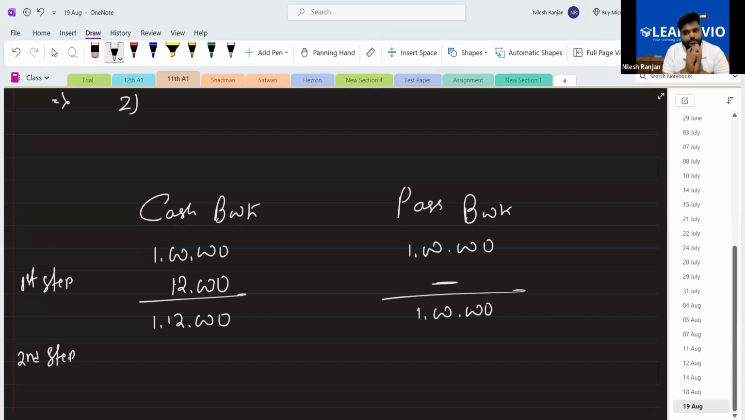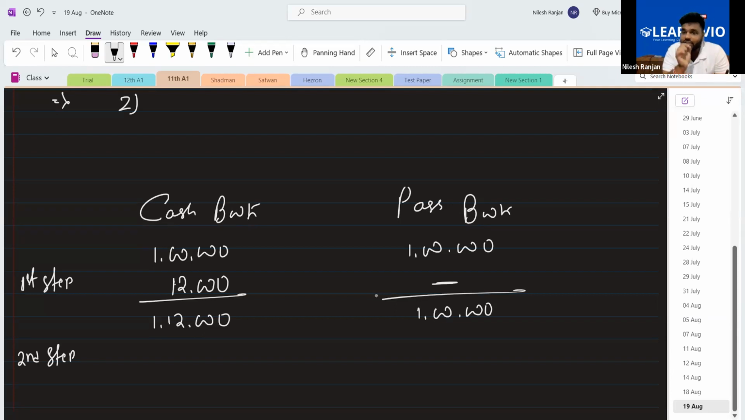be equal. Okay. Now, there are two options we have. Either decrease the cash book by 12,000 or increase the passbook by 12,000. If we decrease the cash book by 12,000, it will become equal to the passbook. If we increase the passbook by 12,000, it will become equal to the cash book.